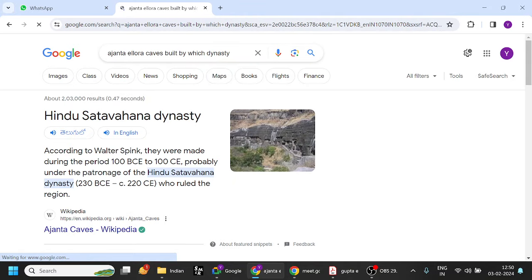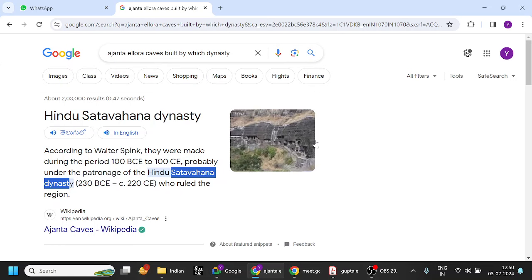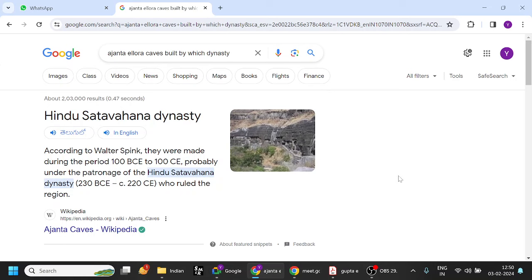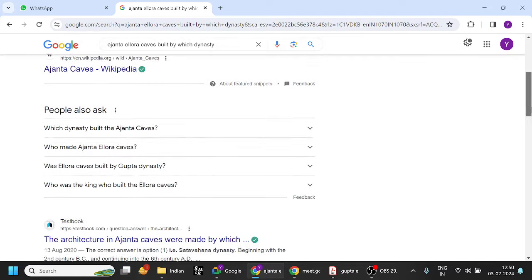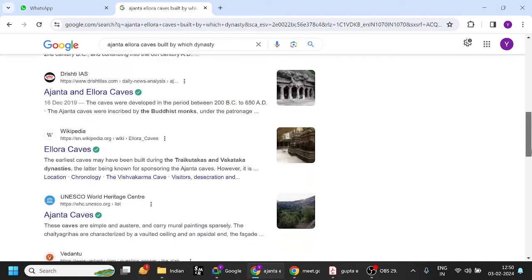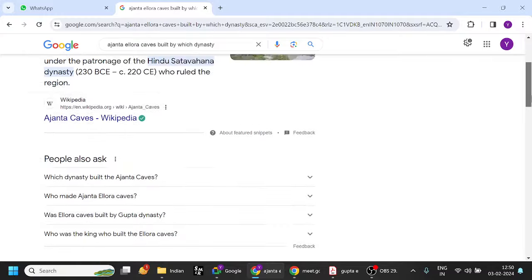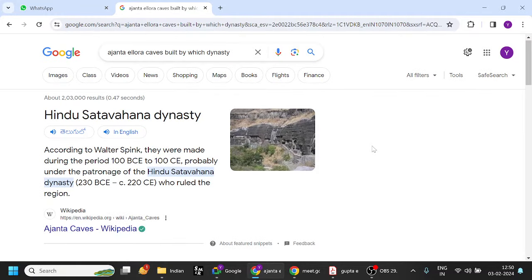Okay, so mostly Satavahanas built it. It is a combination over a period of time. In that area, whenever a new dynasty came, they used to build something. Even the Rashtrakutas built something. So it's a combination of so many dynasties over a period of time. It's not a single cave, there are multiple caves spread over a large area.